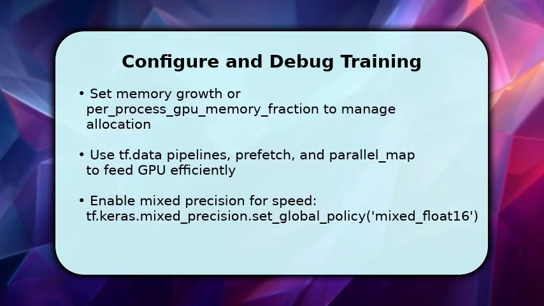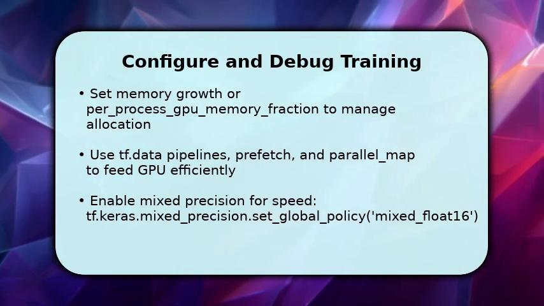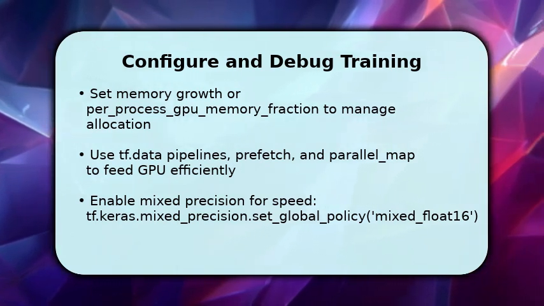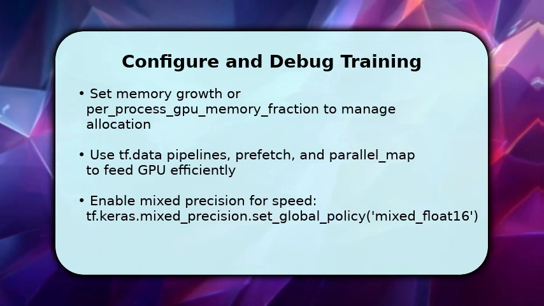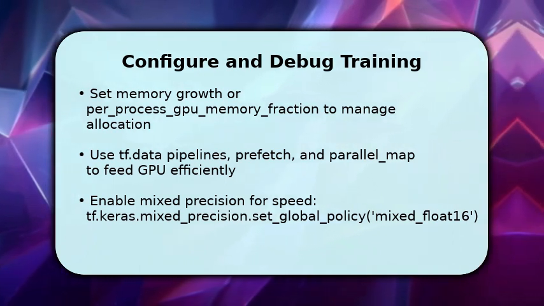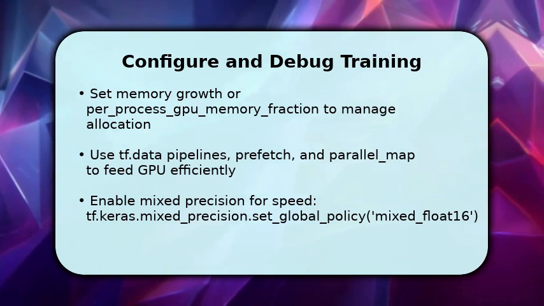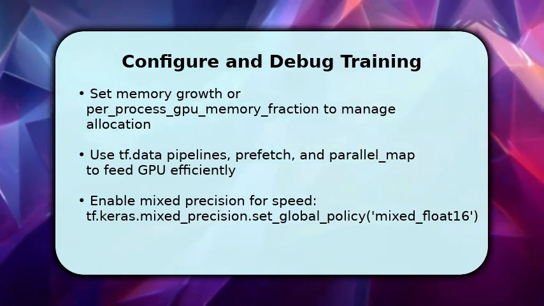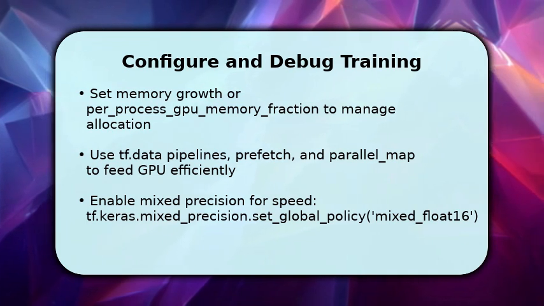Now you configure TensorFlow and optimize the training loop so the GPU is fully utilized. First, set memory growth on detected GPUs or cap per process memory to avoid OOM. Make sure tensors are placed on GPU by using tf.device, or letting Keras handle placement.